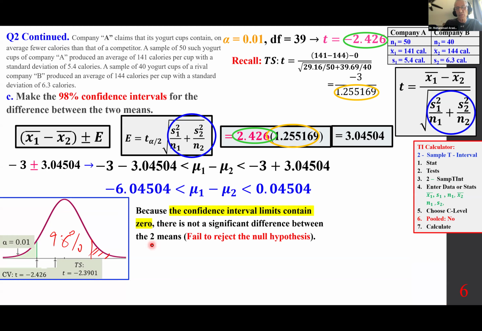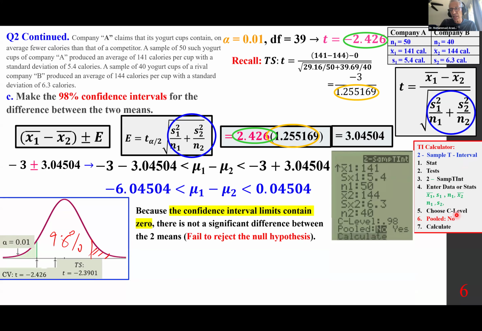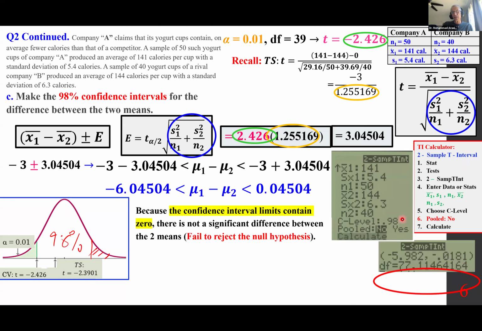Now, let's do the calculator part again. Two-sample t interval, and it says pooled, no. Plug in all those values. The only thing that is different here is the confidence level, which is 98% or 0.98. Take a look at the answer here. Both sides are negative, so that means you have to reject the null hypothesis. If both sides have the same sign, negative or positive, it doesn't matter, 0 is not included. In this case, you reject the null hypothesis.